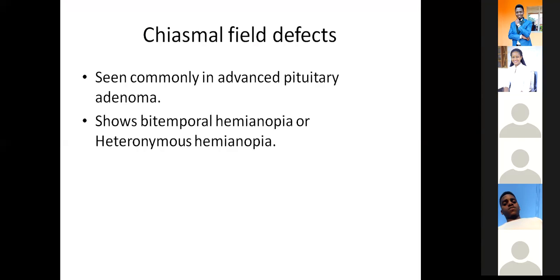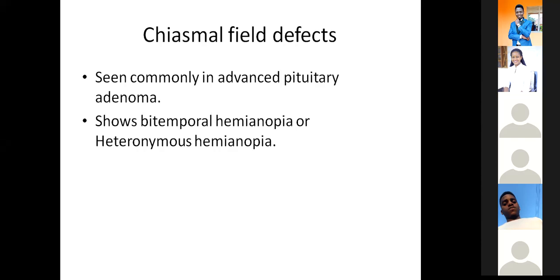So now we can look at general defects, what happens to the various segments of the visual pathway and how they affect visual fields. Now we start with the chiasma. Chiasmal defects are commonly seen in advanced pituitary adenoma. That's the most common cause of chiasmal problems.